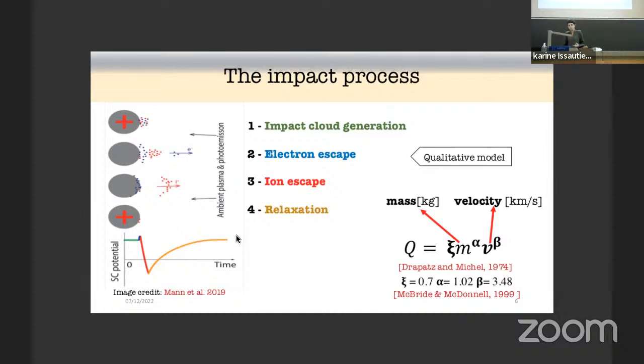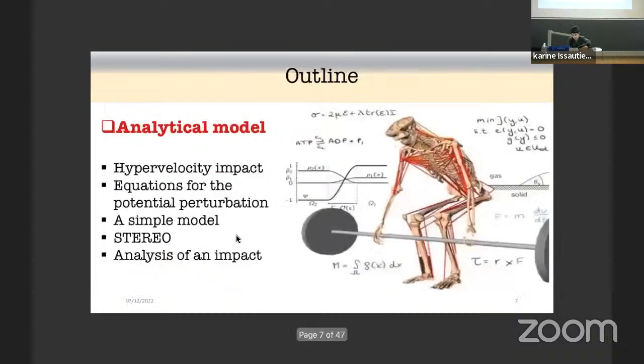What is also interesting to point out is this equation, made in the 70s, which says that the total charge from the cloud depends on the mass and velocity of the impact of the dust grain, but also on those three parameters which are connected with the geometry of the spacecraft, the material of the spacecraft, and so on. So for each spacecraft, those parameters can vary. The values that I put here are some general average values, but for each spacecraft they can differ.